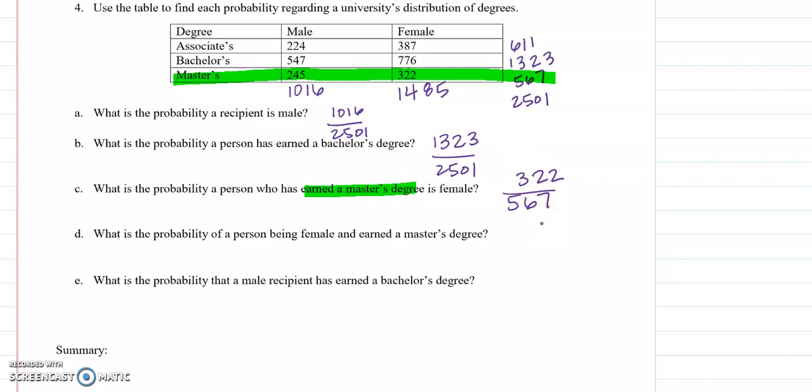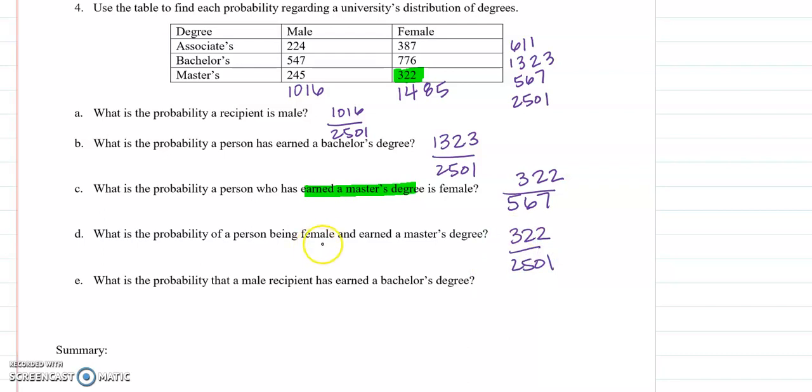Letter D, what is the probability of a person being female and earned a master's degree? So this is not conditional because it's really saying a very specific type of person. So this is a cell within the table. So female and master's degree is this place right here. So that'll be 322 over 2,501. I know that the words are subtle, but female and master's degree is a specific place, whereas there are several ways.